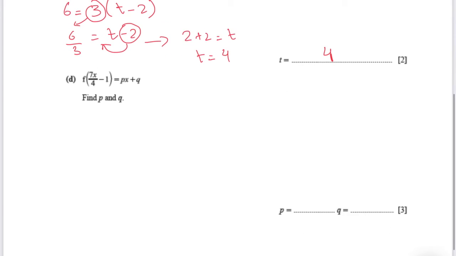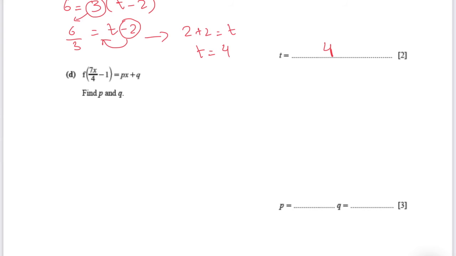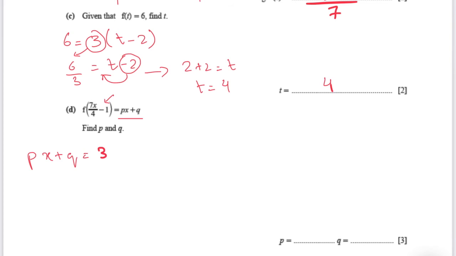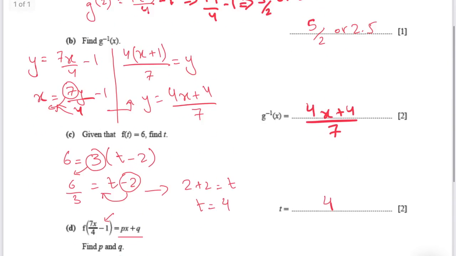Let's talk about the last part now. So they've told us that the function of 7x over 4 minus 1 is equal to px plus q. Find p and q. So the output would be in this form, px plus q. The input is of course going to be this right here in place of x. So let's do that. So px plus q is equal to, let's write the function, 3, and then inside the brackets you write 7x over 4 minus 1, minus 2.